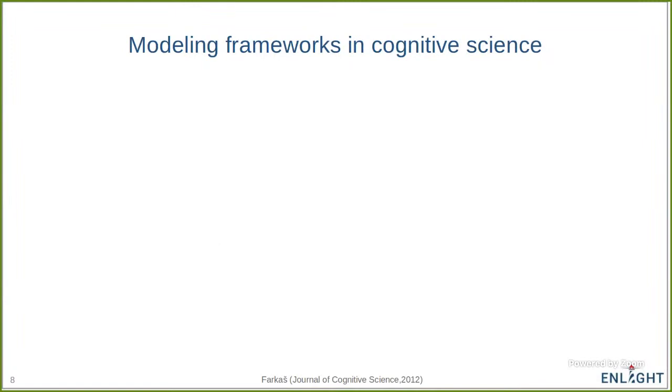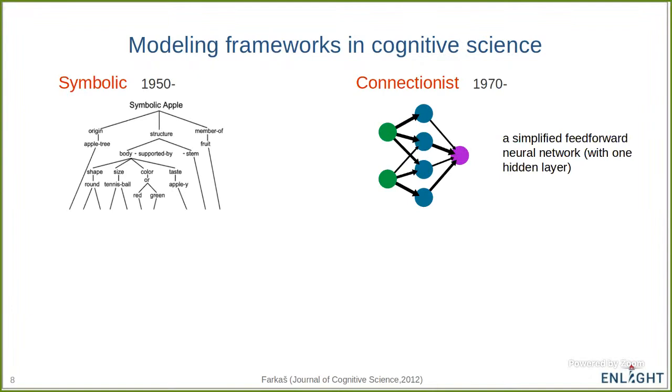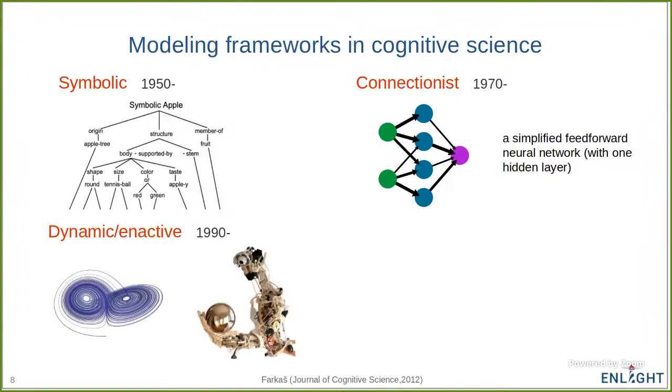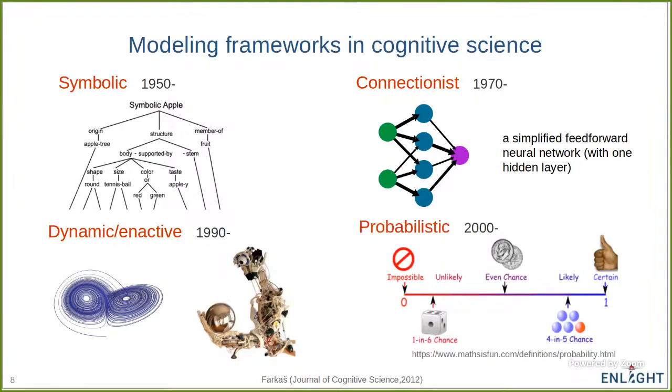If we look into the literature of cognitive science, there have been several modeling frameworks devised and used. The first one is symbolic, that I already explained. The second one that came later is connectionist, that's based on widely distributed knowledge representation in terms of neurons and connections. The third one, dynamic and enactive, looks at the human, or looks at an agent, in the context of an environment that together form a certain system. And last but not least, probabilistic models that can capture the essence of uncertainty by using probabilistic concepts.